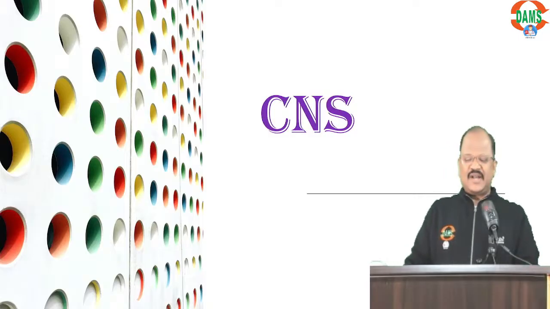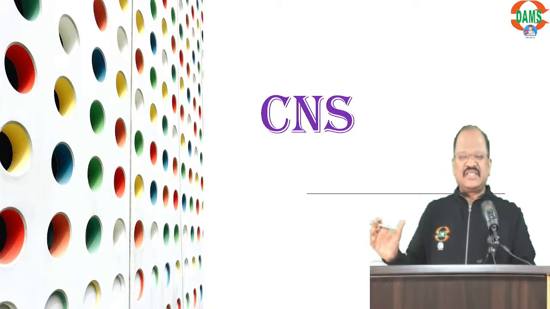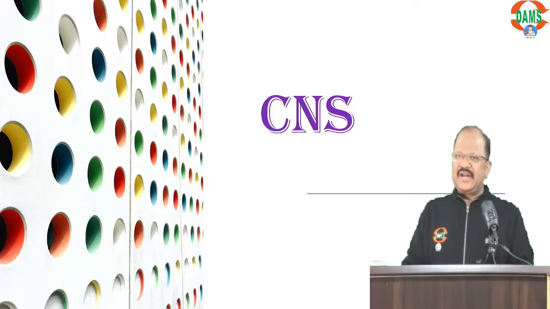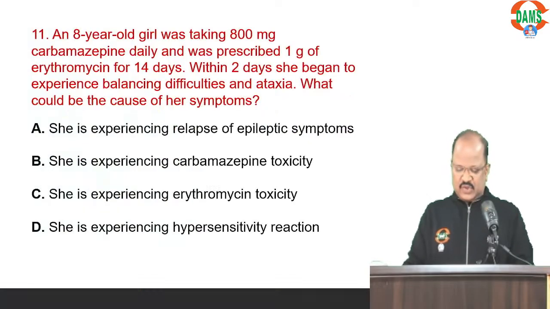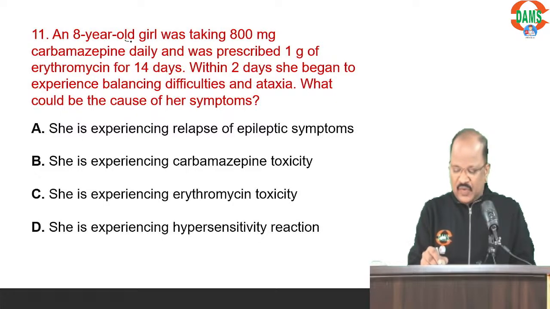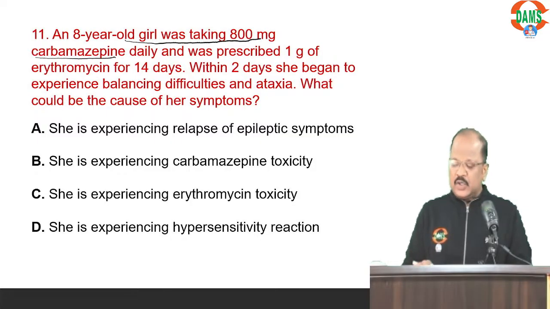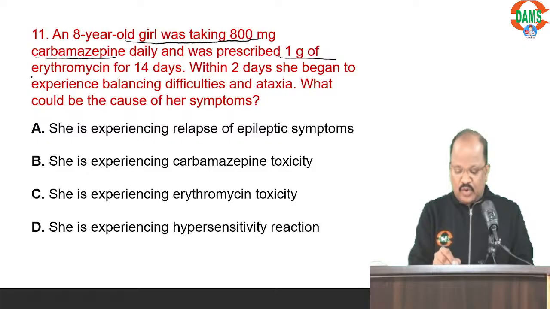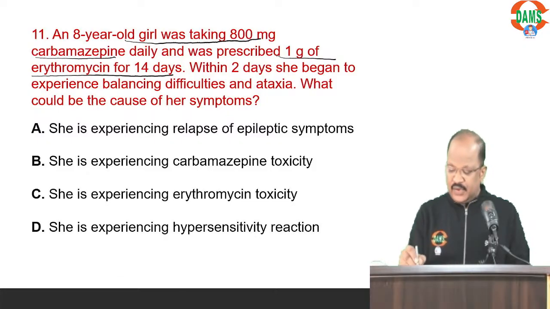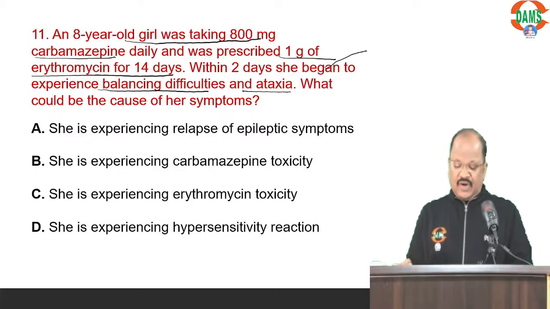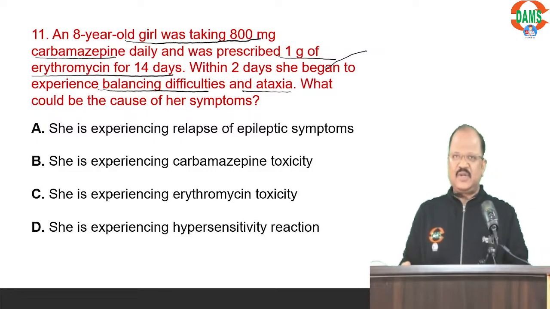Now, CNS, come on. The most important system for AIIMS exam is CNS. I repeatedly focus in CNS on epilepsy and psychiatry, the two most important areas for INICET. The same thing happened. So look at this. In CNS, first question. An 8-year-old girl was taking 800 mg of carbamazepine daily and was prescribed 1 gram of erythromycin for 14 days. Within 2 days, she began to develop difficulty in balancing and ataxia. What could be the cause for her symptoms? Very simple question.